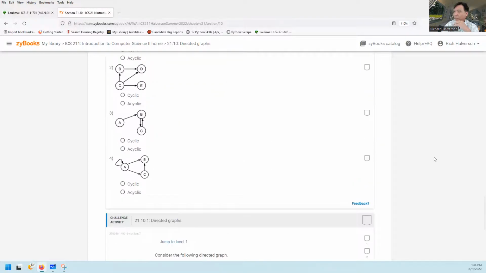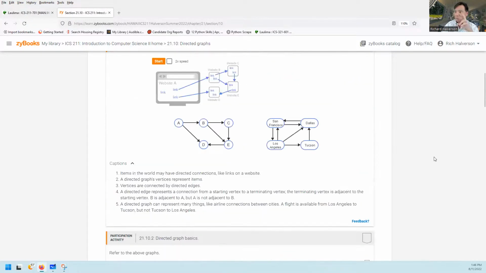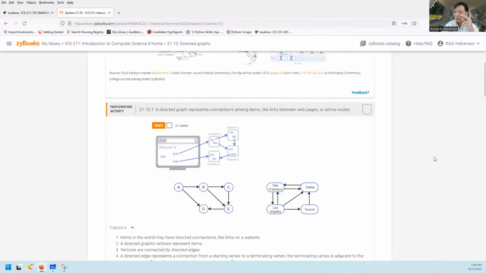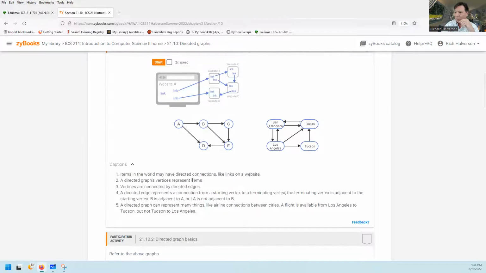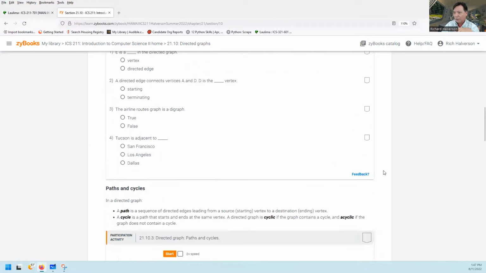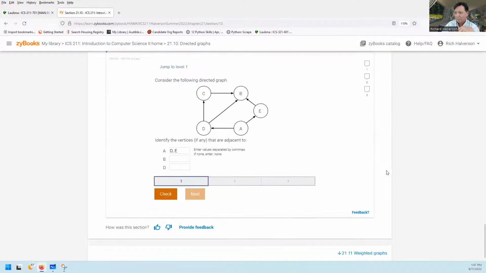Just to confirm that, let's go right back up to the top here so you don't get them flipped around. In this example, B is adjacent to A because you can get to B from A. So that makes B adjacent to A. D is adjacent to A because you can get to D from A. Okay, so I got the direction right.